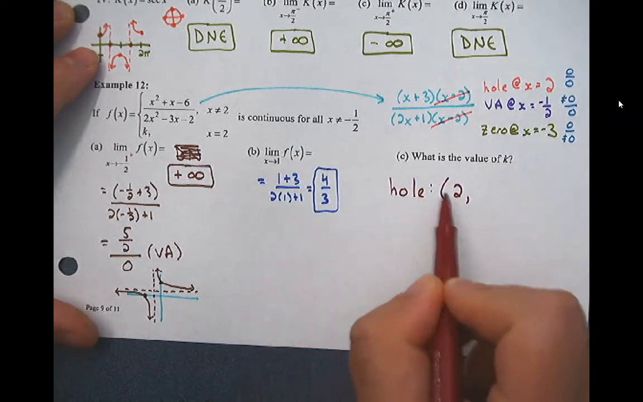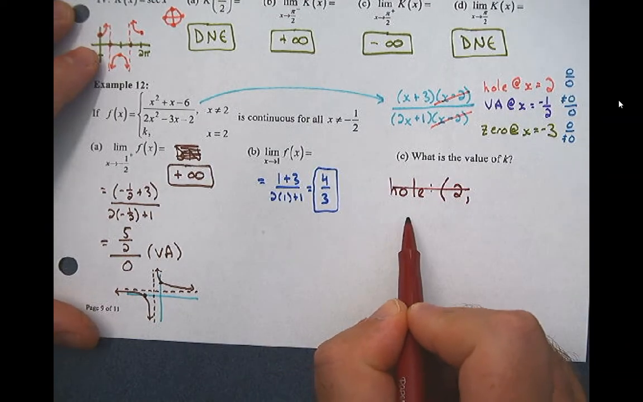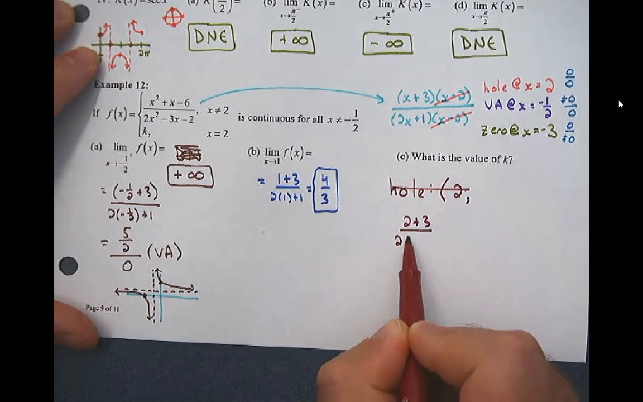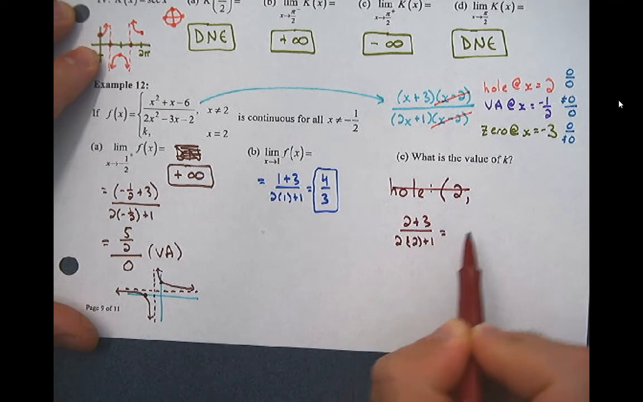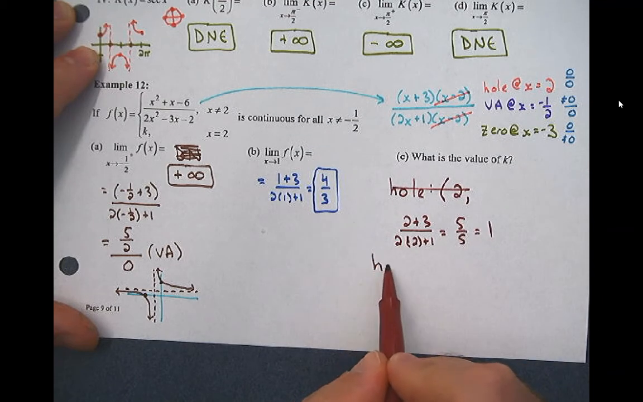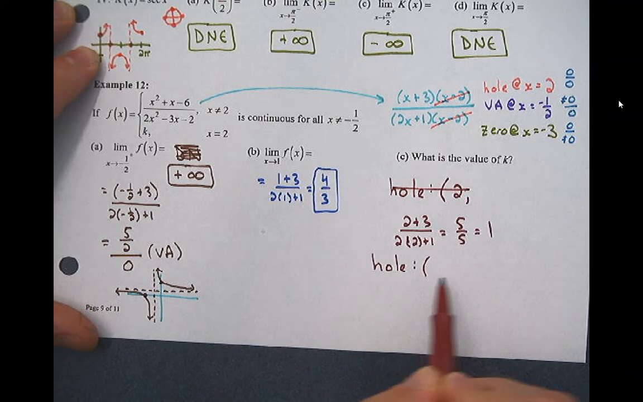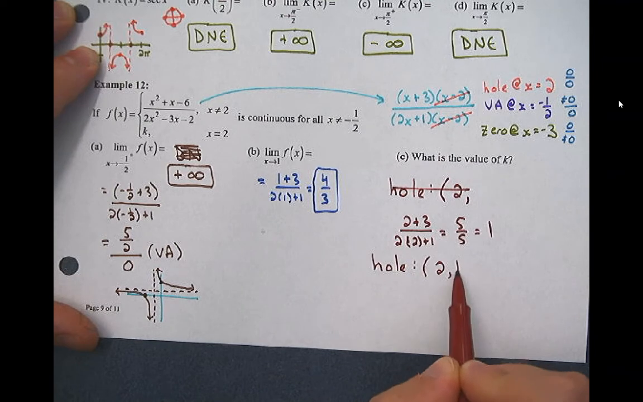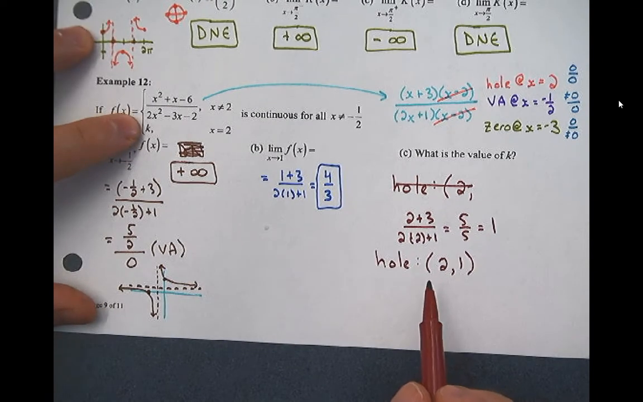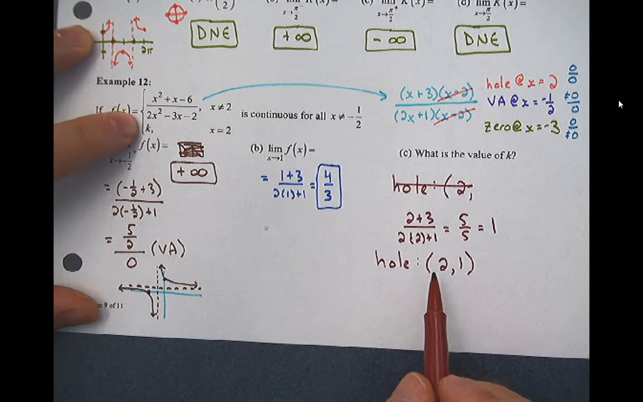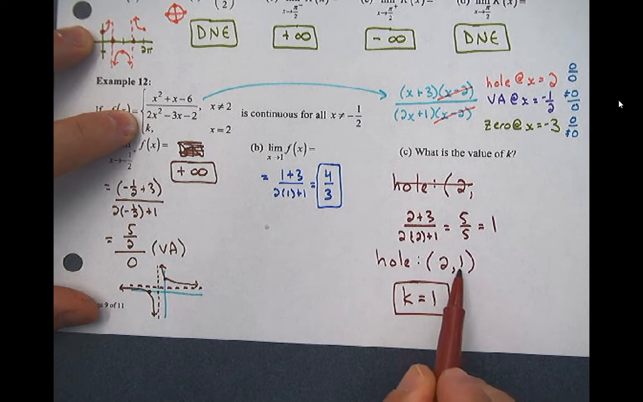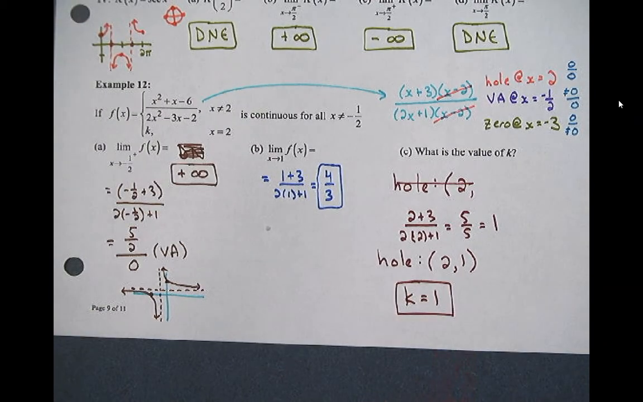I'll do this over, I kind of don't like what I did there. So I would go 2 plus 3 over 2 times 2 plus 1. So that would be 5 over 5, which is 1. So my hole is at a height of 2 comma 1. So then what should k be? What y value should we have at 2 so that our function will meet up? We should have k be equal to 1. We want it to be that y value right there.